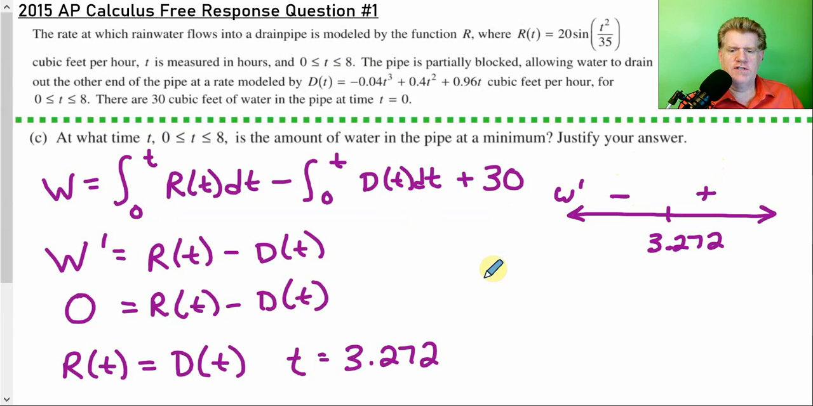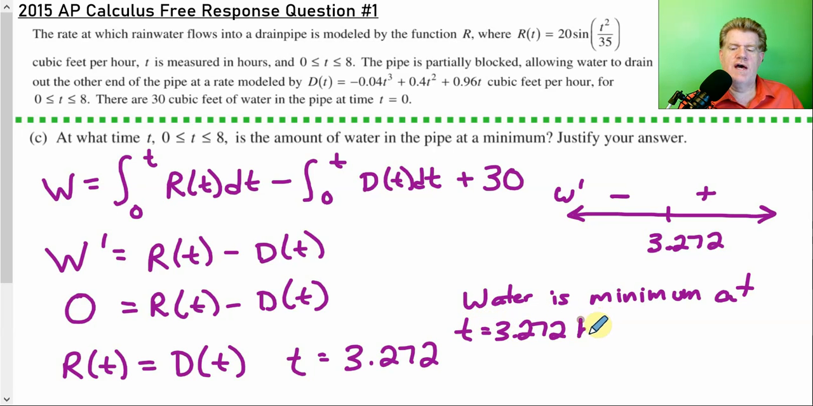So no matter what your graph looks like, the amount of water was leaving, and then it bottoms out at 3.2, and then it increases. So that's your minimum point right there. So by showing that you have a minimum point, I mean, that's what you have to do now. Let's just write it out. So a good explanation is, okay, the water is a minimum at the time t equals 3.272 hours. All right.